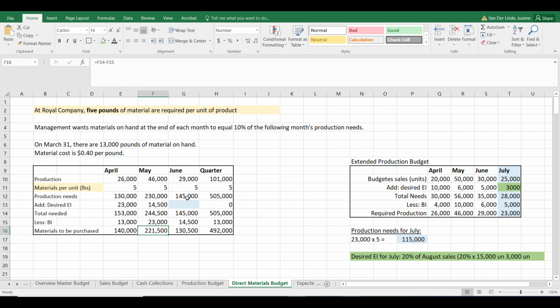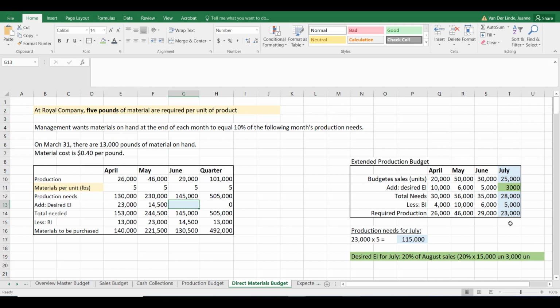Now we get to June. We know in June we need 145,000 pounds of raw material just for production, but we also want some ending inventory in terms of raw material as well. So how much raw material do we want to end June with? Well, 10% of the next month's production needs. Here's what we figured out in July.